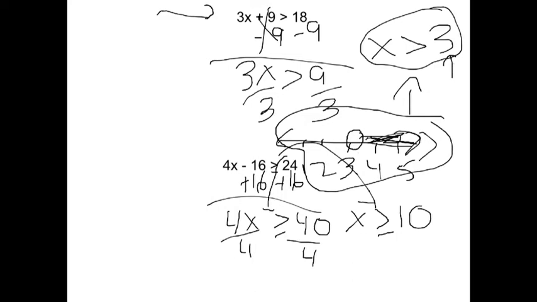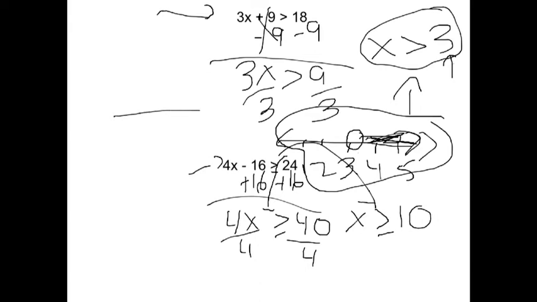In this case, that means that all numbers that are greater than 10, as well as 10 itself, will make this true. So if I plug 10 in, 4 times 10 is 40, and 40 minus 16 is 24. 24 is not greater than 24, but it's equal to 24, so that works. If I picked something that wasn't greater than or equal to 10, like 9, 4 times 9 is 36, and 36 minus 16 is 20, and that's not going to work.